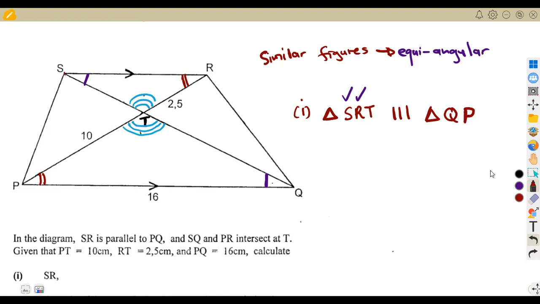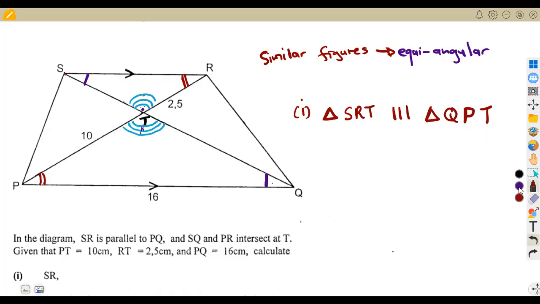All right, we move on to the other angle, which is T. We said T is equal to T. This T here and this T are the same from our vertically opposite angles. So this will remain as a T in this case. So meaning to say triangle SRT is going to be similar to triangle QPT.